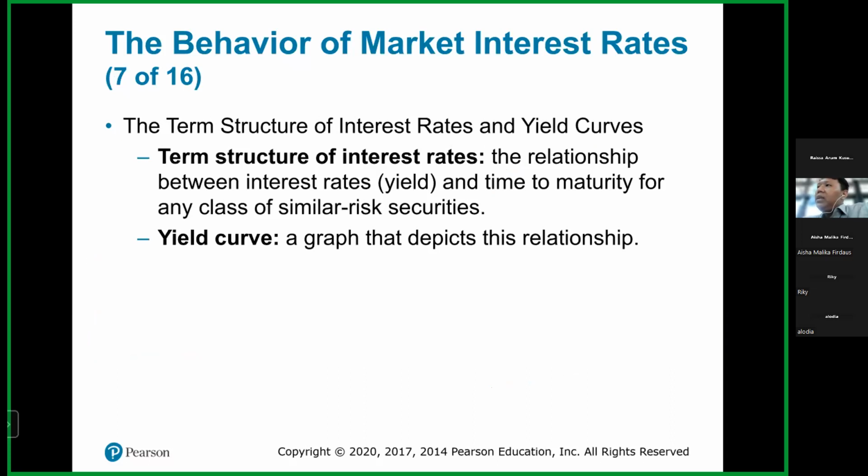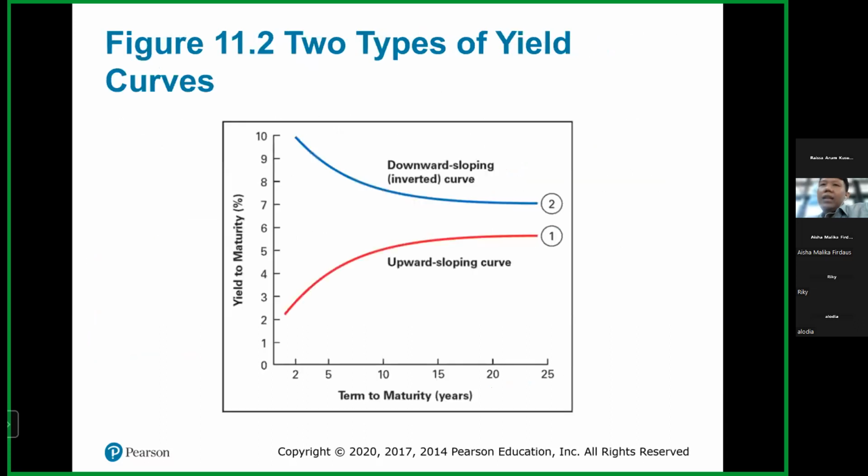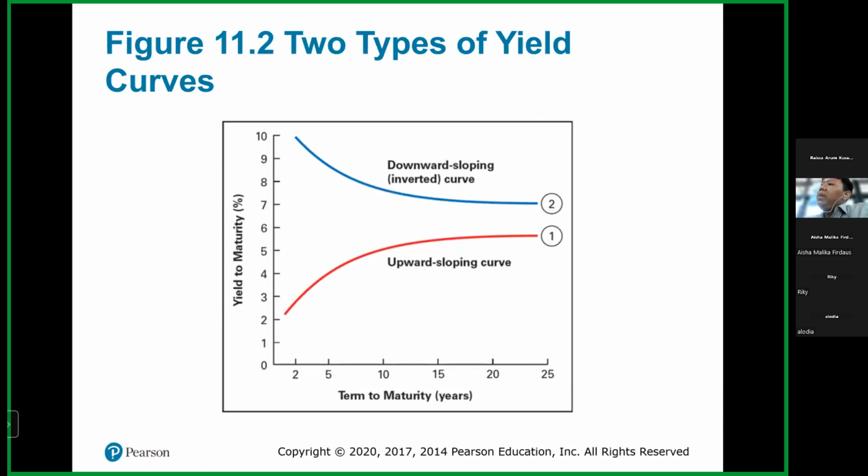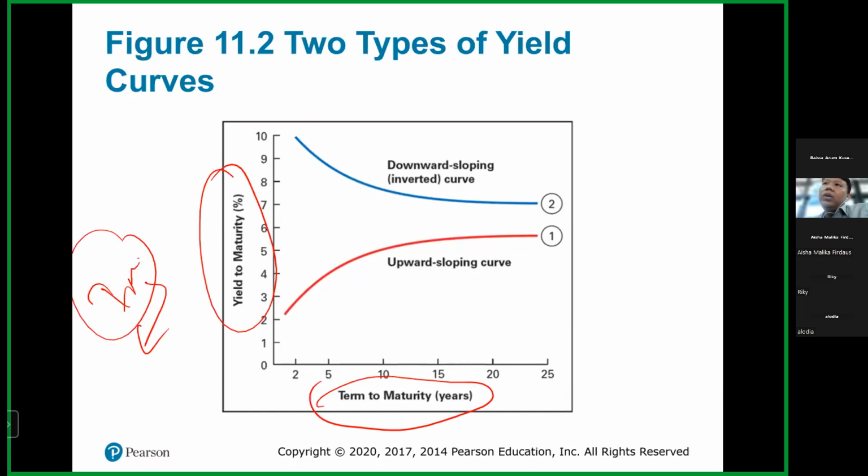Now we will learn about the term structure of interest rates. Basically, it is a graph, and this graph is what we call the term structure of interest rates. So what is it? It is the relationship between the interest rate, the yield of the market, and the time to maturity for any class of similar risk securities. Yield means the interest rate that we are expecting to receive, and the term to maturity is how long until our bond reaches its maturity, its repayment date.